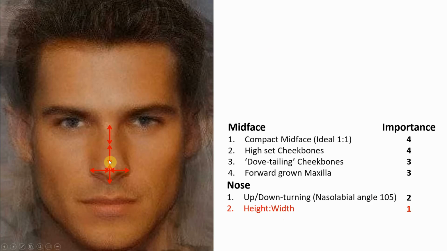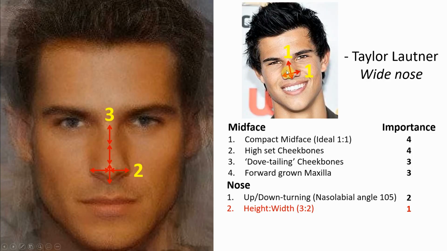Feature number 2, the height to width ratio of the nose. And the ideal ratio should be roughly 3:2. So your nose should be 1.5 times longer than it is wide, because anything shorter than that is going to give that wide nose appearance. So in this case we have a ratio of 1:1. However, that said, I've only given it an importance level of 1. This man is still very attractive despite having this minor flaw. It's not going to mean much of a difference. This man is still quite comfortably an 8 out of 10.